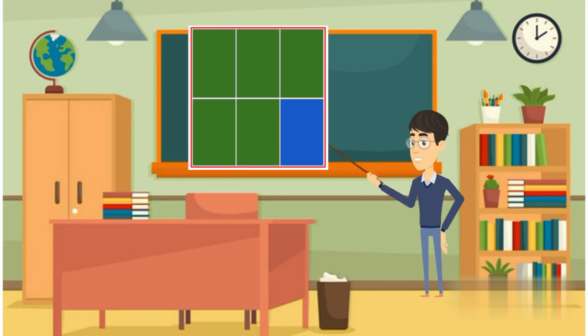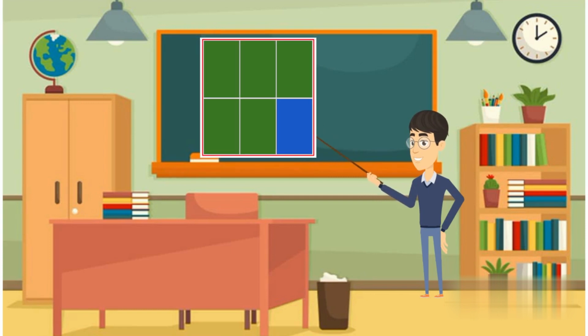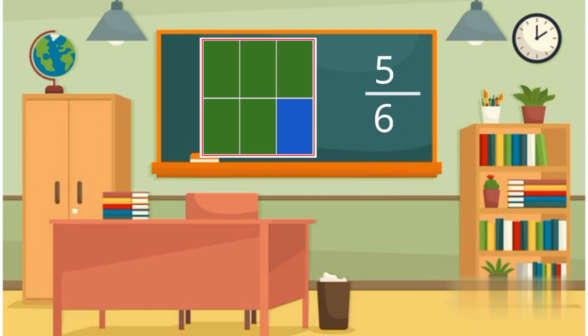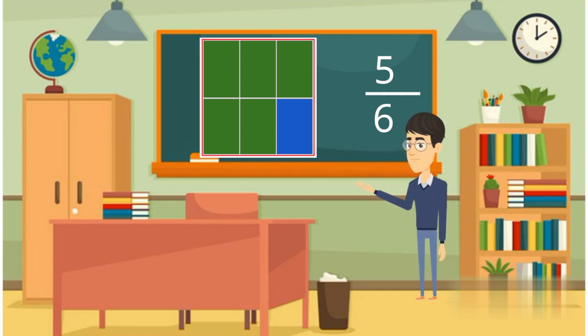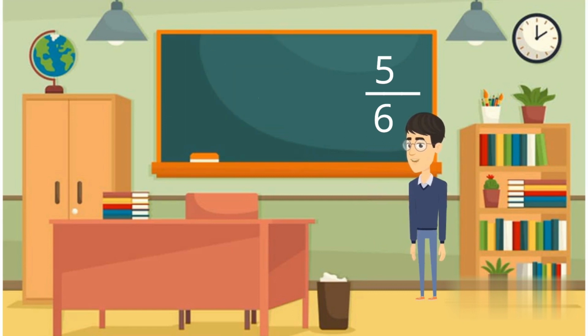This square is divided into 6 equal parts, and 5 of them are colored in green. So, 5 over 6, or 5/6, of the square is colored in green. Okay, I think you are wondering if fractions can be used only to represent a part of objects. No, not at all. It can be used to represent anything, like flowers.